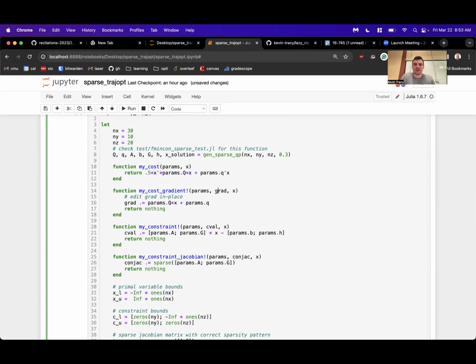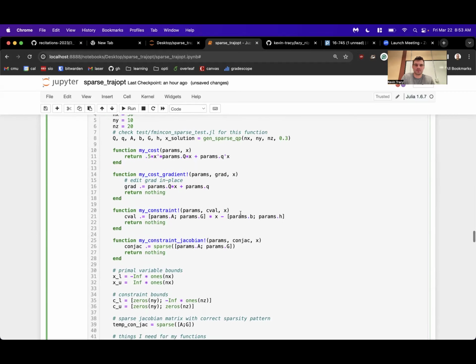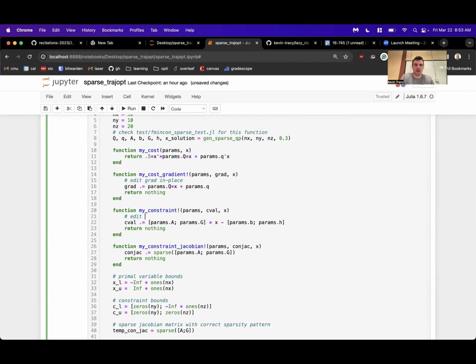So grad is an incoming vector. I'm going to compute my gradient and store it into grad, and I return nothing. And then for the constraint, I do the same thing. I edit cval in place.